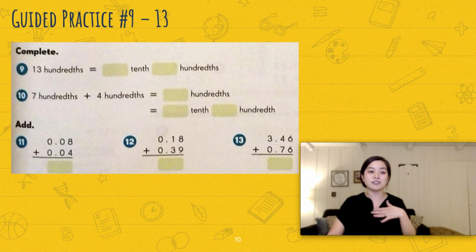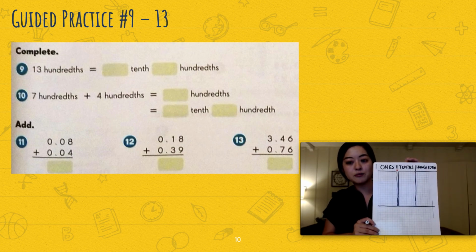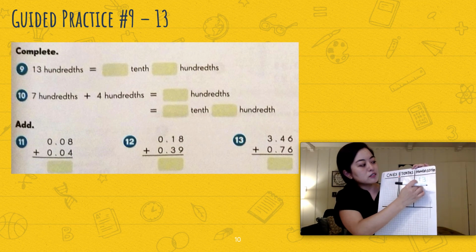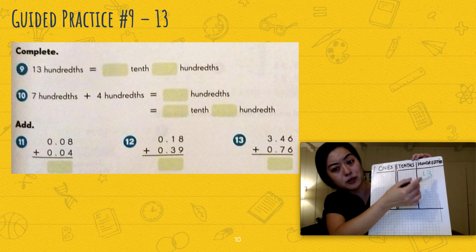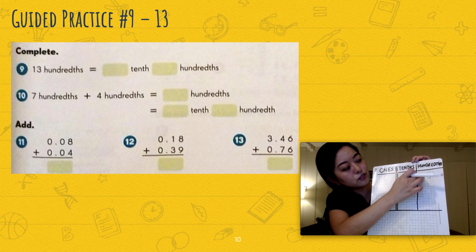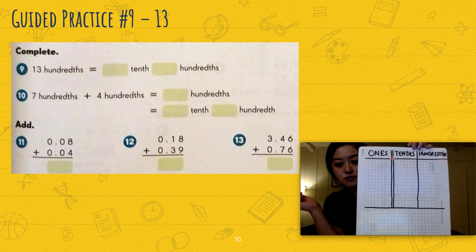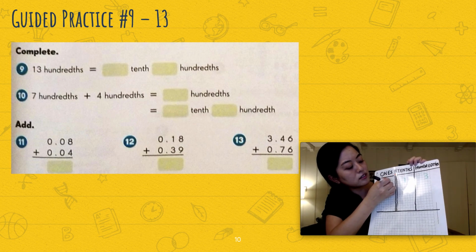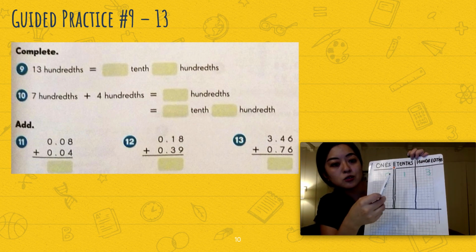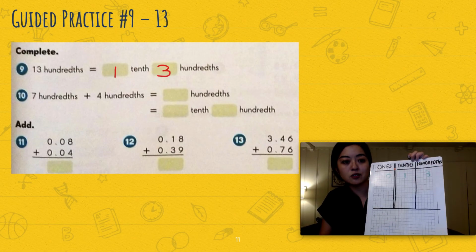All right, so number 9, 13 hundredths. I'm going to write it in my place value chart to figure out how many tenths it is. Can I write 13 in that one place value column? No, because I could only write one number in there. So I'm going to keep the last digit of 3 and transfer my 1 here. So now this is 13 hundredths. Can you see this number is kind of light? And so how many tenths are there? 1. And how many hundredths are there? 3. Like so. All right?